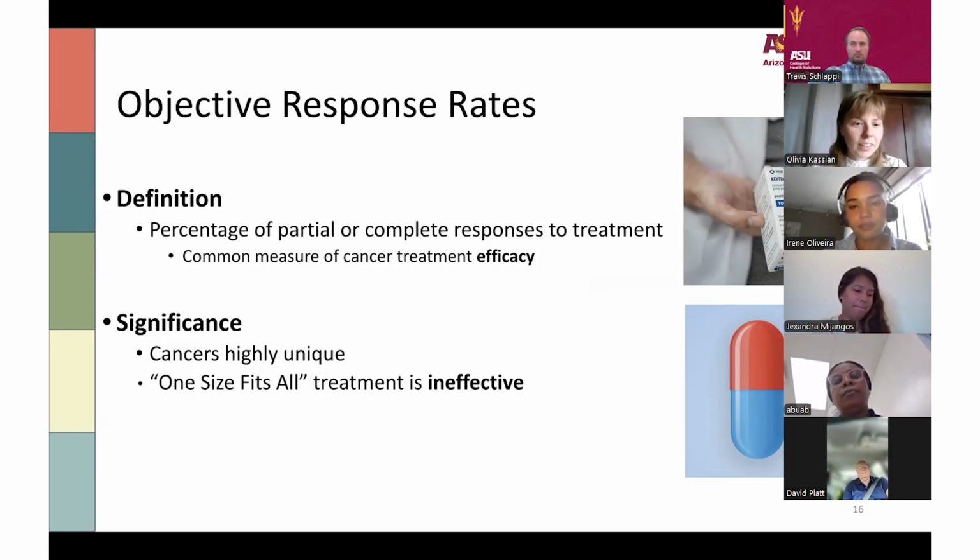And the significance of this is that there isn't one cancer objective response rate, because cancers and the people that are diagnosed with them are highly unique, highly variable, and the current state of cancer treatment with ICIs being one size fits all is largely ineffective, as we'll demonstrate in the next slide, please.